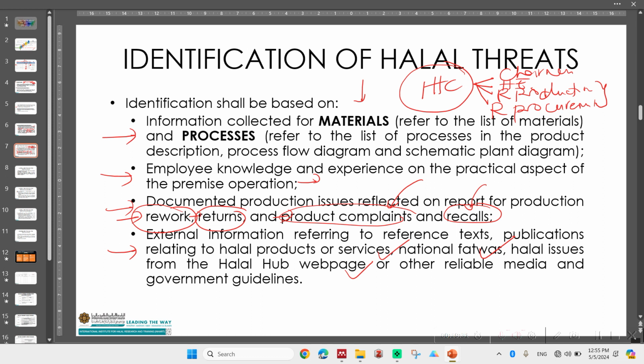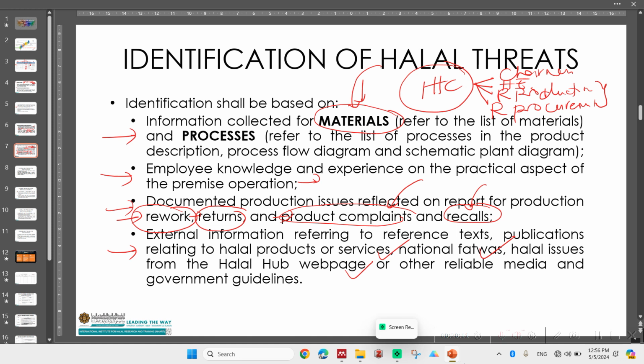Okay, but as time goes by, is the fatwa of quarantining this animal still valid, or has it been changing? Having the new fatwa might assist us on the possibility of contamination in the processes, especially when we purchase an ingredient which is a jalalah animal, for example. So having this identification of halal threat, they can be focused on the material itself and also on the processes. But when we talk about material, it's simple.